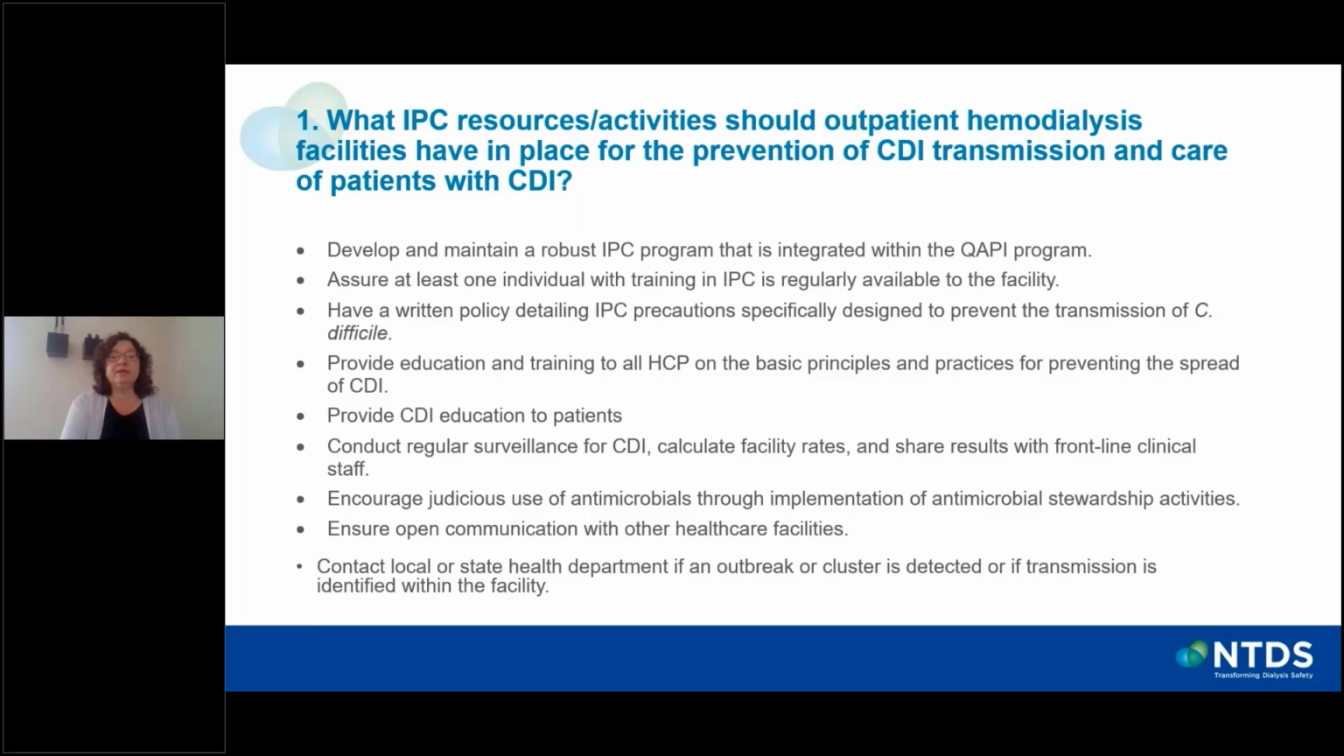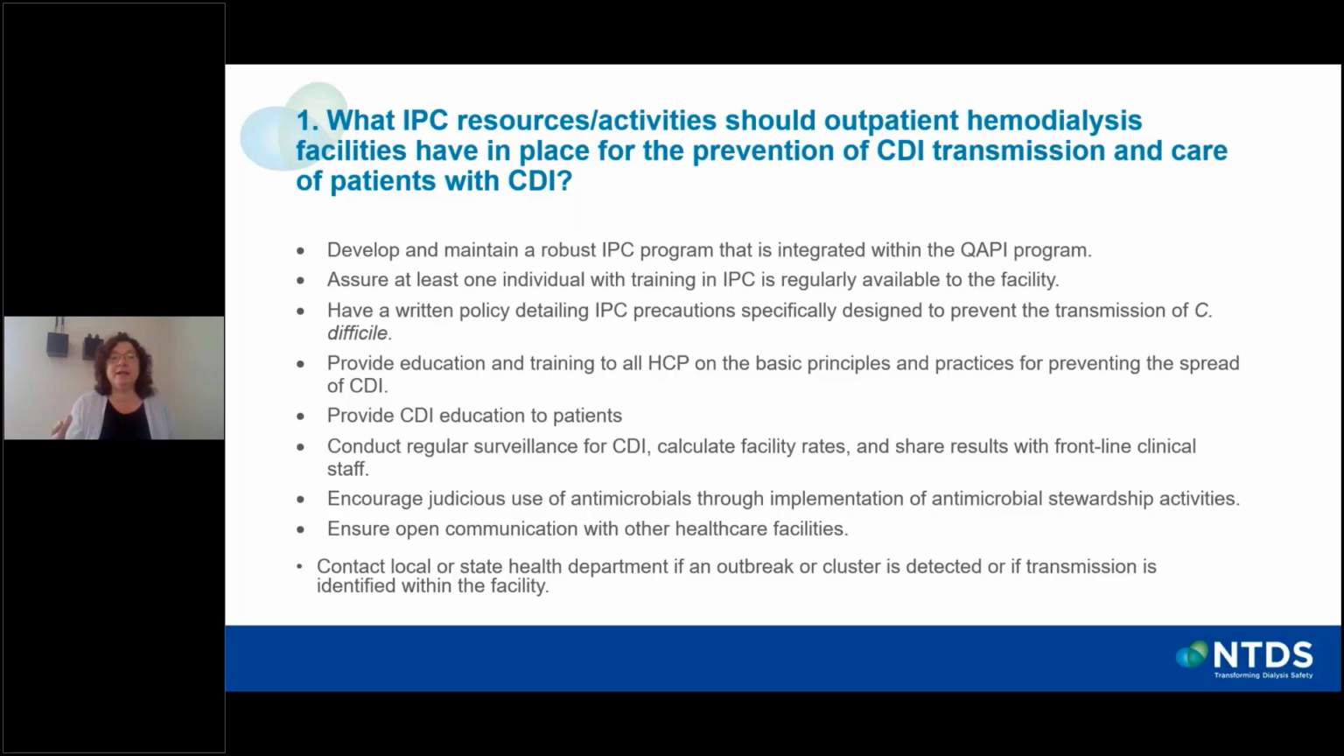You should conduct regular surveillance for C. diff, calculate your rates, and share the results with the frontline clinical staff. And it's important to have facility rates because, as I mentioned before, this is how you know if there's a potential outbreak that's going to happen, because your baseline rate goes up. You should encourage judicious use of antimicrobials, as I mentioned before. Ensure open communication with other healthcare facilities.